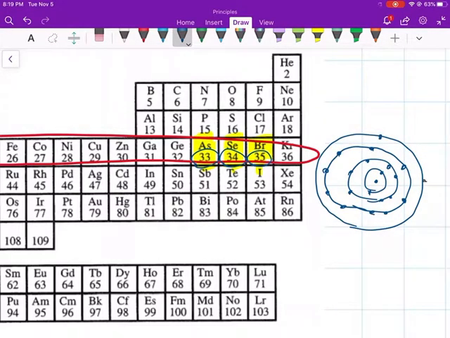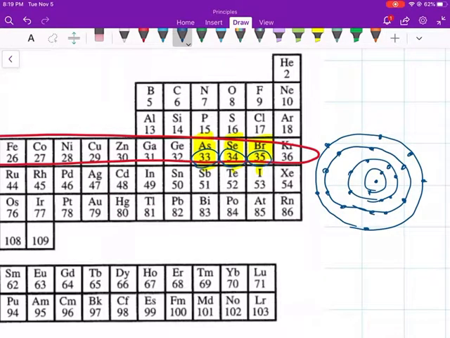Okay, so what determines the size of the atom is 2 things. How many energy levels do they have? And the 3 that I've highlighted, arsenic, selenium, and bromine, all have the same number of energy levels. So that doesn't really account for how they're different in size. What does change, though, is the number of protons in the nucleus. So arsenic has fewer protons than selenium.